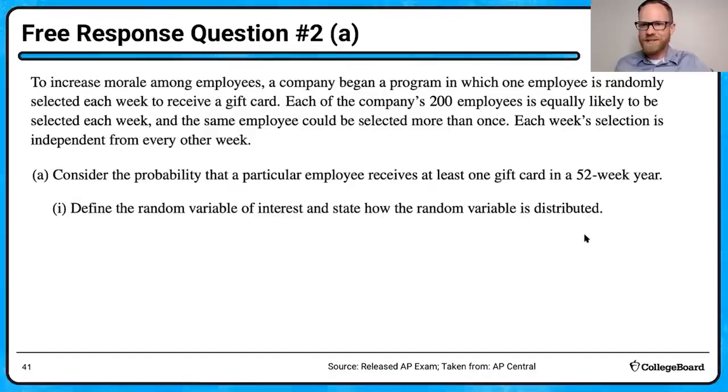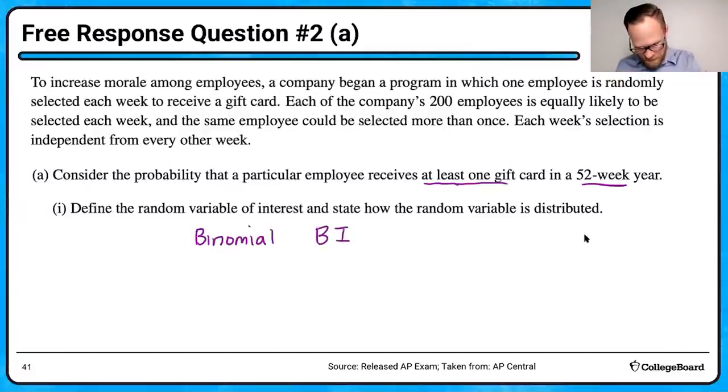So the first thing that we need to do here is to identify what type of random variable we have. And looking at the question, it's asking about at least one gift card in a 52-week year. And it sounds to me that it's something like counting the number of successes out of the 52 weeks. And to me, that sounds like it could potentially be a binomial distribution. But just to make sure, let's think about the 4 conditions that are required for a binomial distribution.